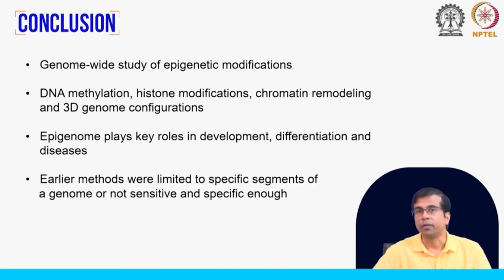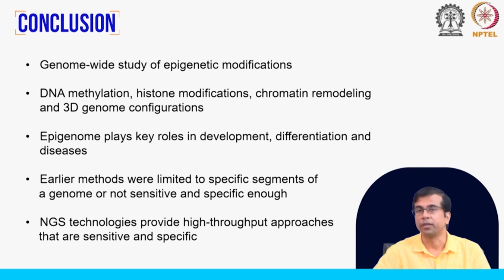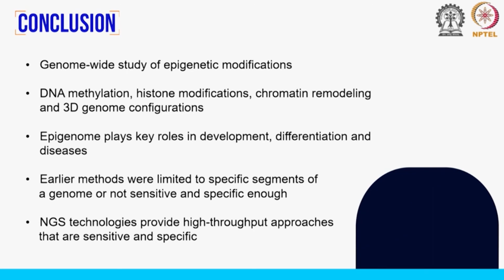Earlier methods for epigenetic studies were limited to specific segments. Sanger sequencing or amplification based methods are limited to only small segments of the genome and not sensitive and specific enough. For microarray, we know the limitations of these methods, and this is where NGS technologies provide high throughput approaches, and these methods are sensitive and specific. In the subsequent classes we will see the application of NGS methods for detection of these different types of epigenetic modifications at the genome wide scale.